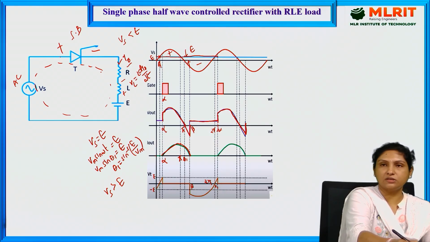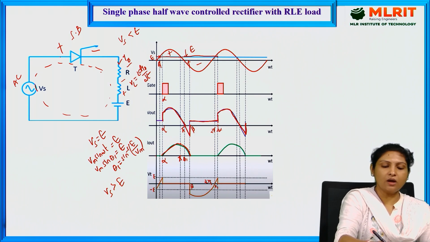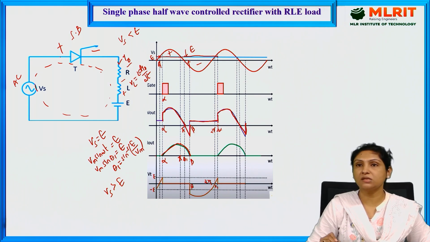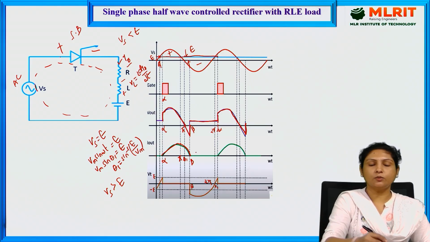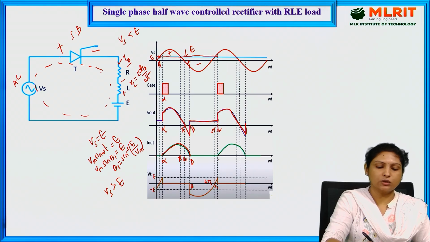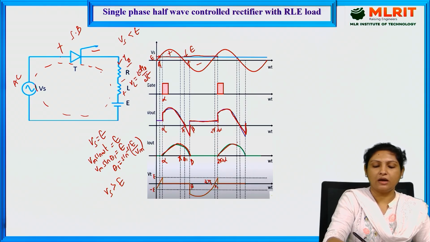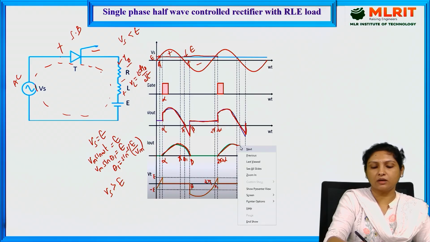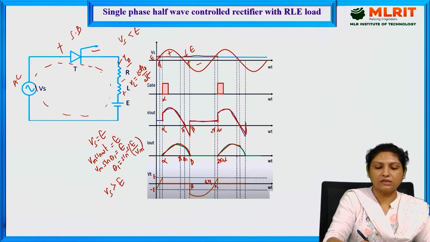Because of the energy stored in the inductor, since it is dissipating current through the load, that is how we are getting the output current right from pi to beta. Once the energy stored in the inductor is completely dissipated, the output current becomes 0. And again at this instant, 2 pi plus alpha, the thyristor starts conducting, and because of the inductor, we get the current flow from this instant, that is 3 pi to beta.